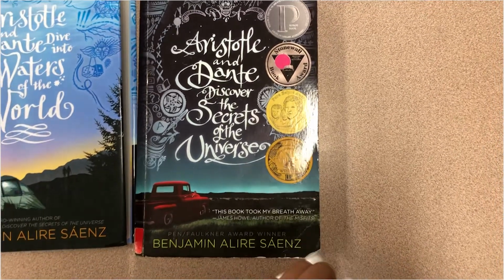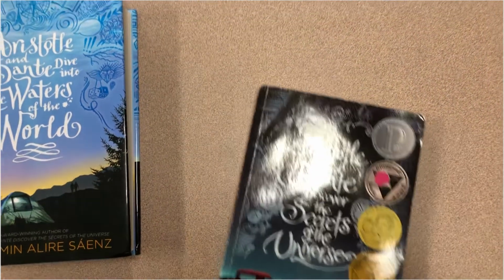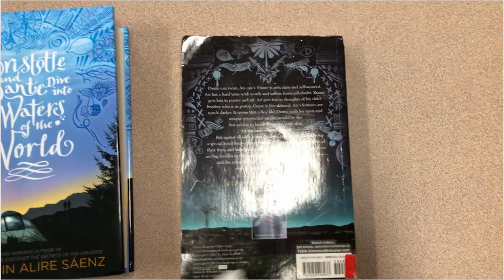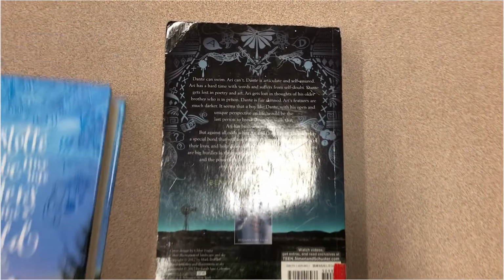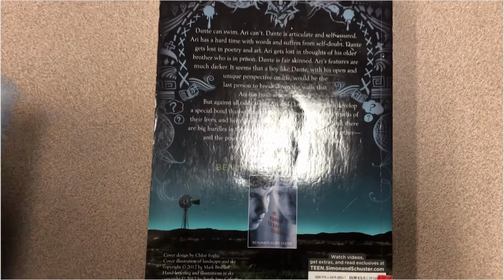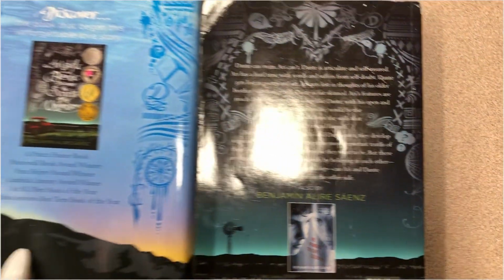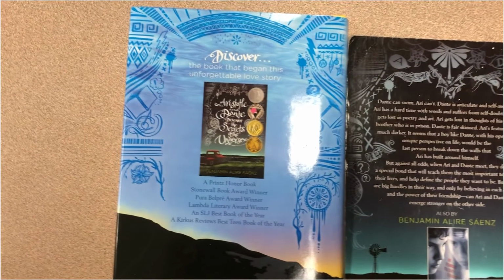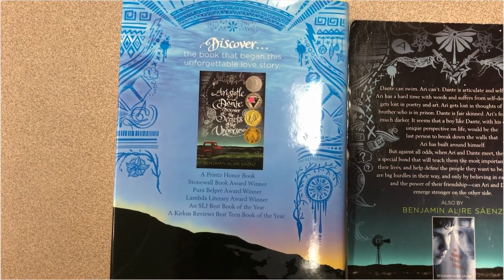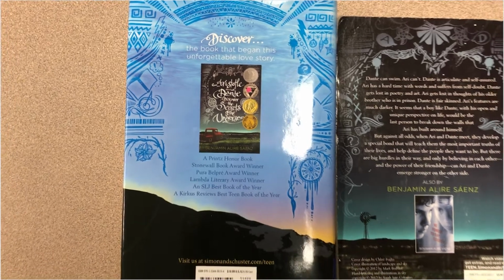But against all odds, when Ari and Dante meet, they develop a special bond that will teach them the most important truths of their lives and help them to find the people they want to be. But there are big hurdles in their way, and only by believing in each other and the power of their friendship can Ari and Dante emerge stronger on the other side. So Aristotle and Dante Discover the Secrets to the Universe is the first book. Beautiful. I love it. And then Aristotle and Dante Dive into the Waters of the World is the second book. I have not read the second one yet just because I love the happy ending of Aristotle and Dante.